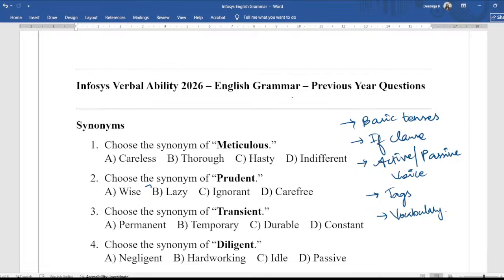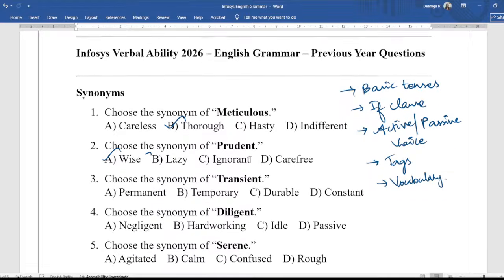So choose the synonym of meticulous. So meticulous means being sure and being thorough in something, being really careful. So the synonym is the meaning. So read the question properly. The synonym of meticulous is thorough, because without reading it, we might end up choosing the wrong option, right? And then choose the synonym of prudent. Prudent means someone who's intelligent. Okay, someone who's brilliant. So someone who's also wise. That is what being prudent is. So the correct answer is wise. Lazy, ignorant, carefree, that doesn't come under prudent.